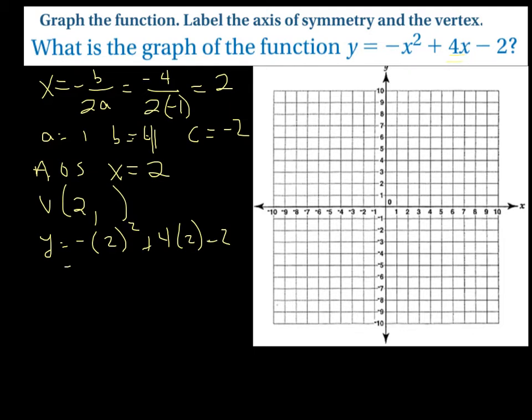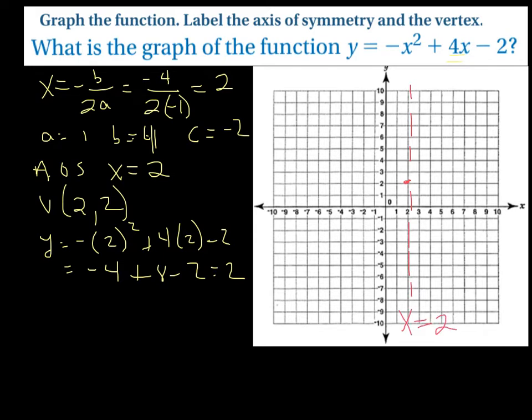Well, 2 squared is 4, so this becomes negative 4 plus 8 minus 2. Well, negative 4 plus 8 is 4, minus 2 gives me 2. So there is our vertex. So our vertex is going to be at the point (2, 2), and our axis of symmetry will be this line here at x equals 2.